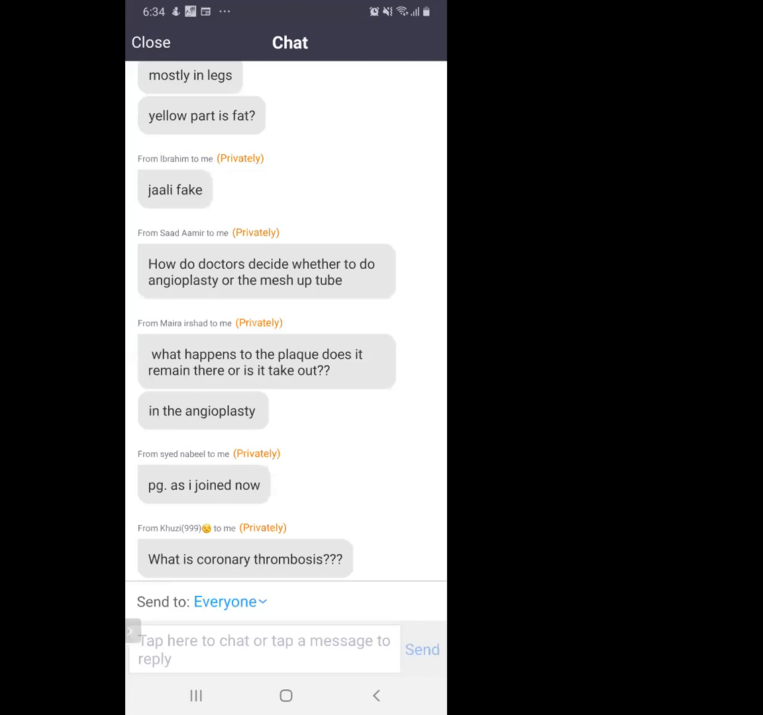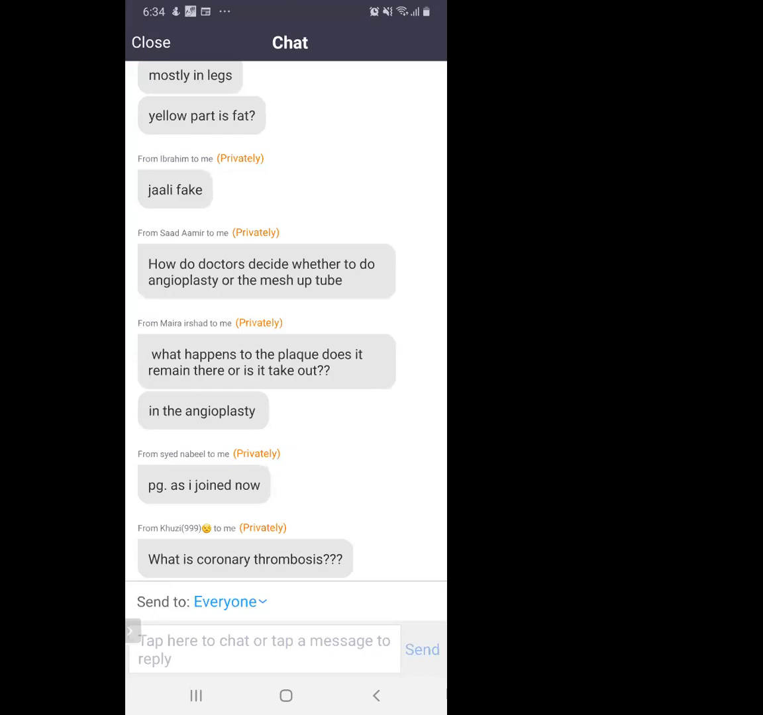That's a very good question, Saad Amir. How do doctors decide whether to do angioplasty or the mesh-up tube? What happens to the plaque? Does it remain there or is it taken out? No, I don't think plaque is taken out. You can see in these pictures, they have only compressed it down next to the wall, but they have not removed it.